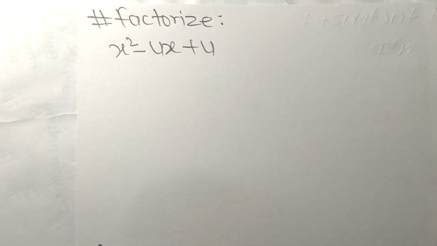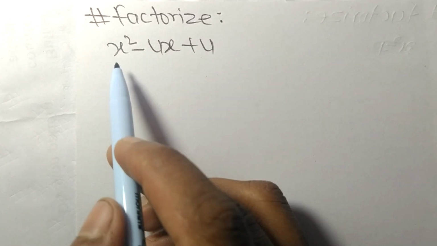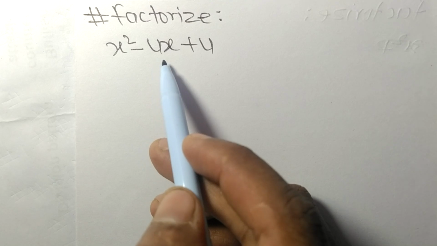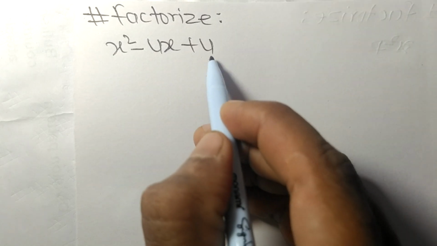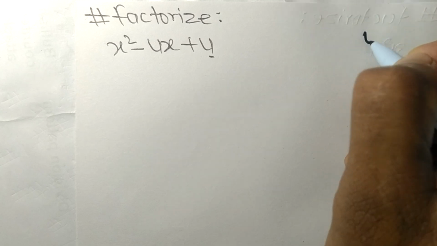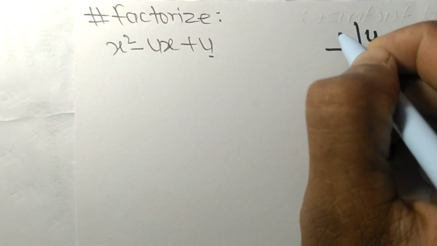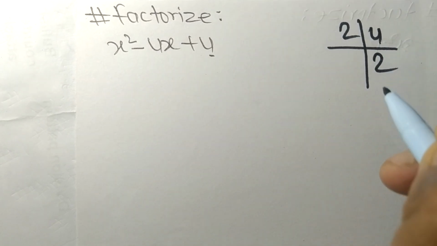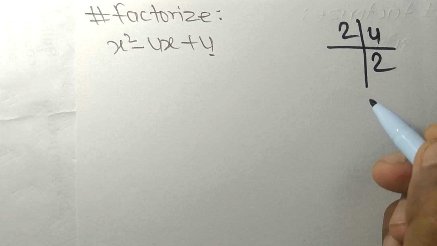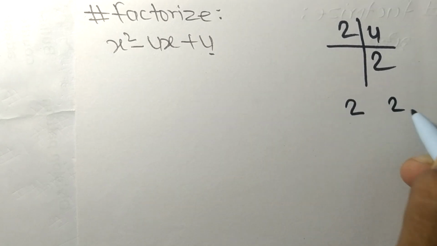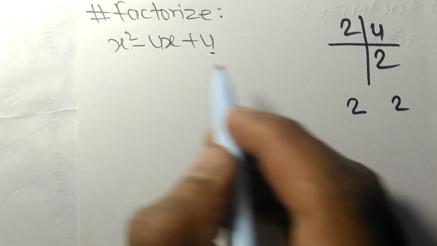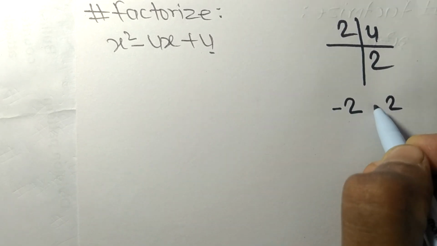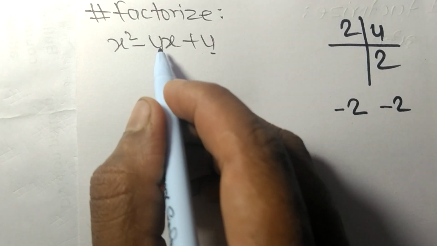So today in this video we shall factorize x square minus 4x plus 4. So first we factorize the last number 4. So it is 2 times 2 means 4. So the numbers we got are 2 and 2, but in the center we have minus 4. So minus 2 and minus 2 means minus 4.